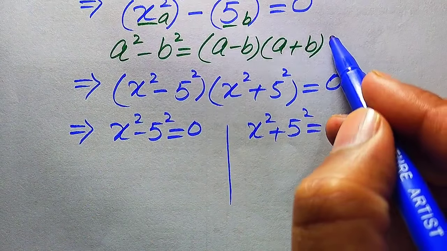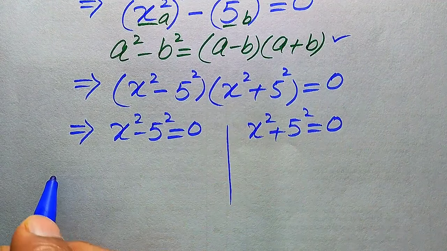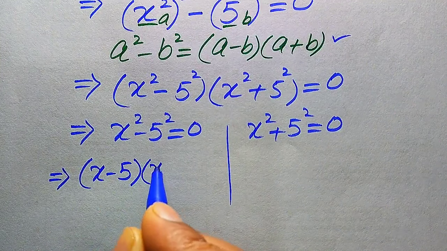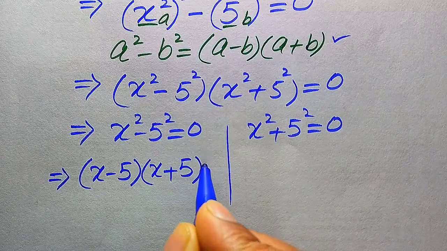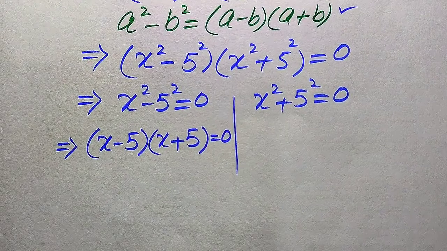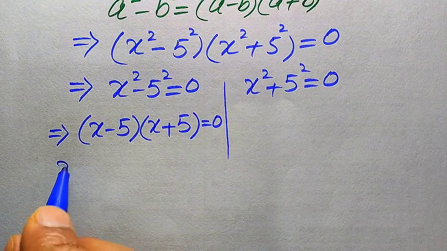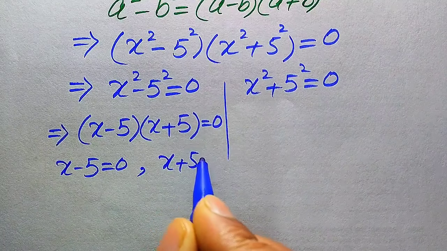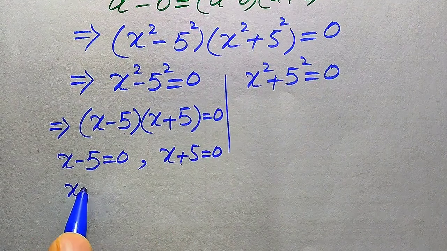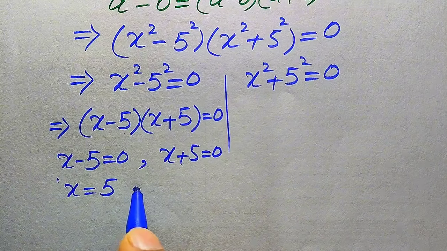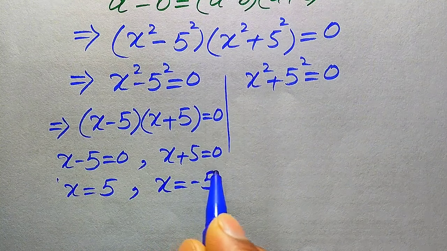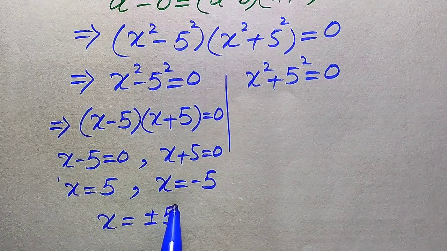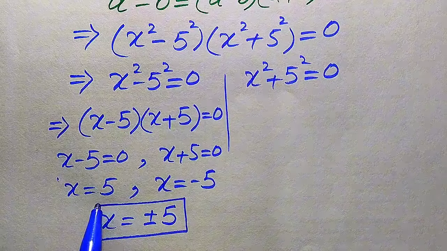So from here we again apply this nice algebraic formula. According to this, this equation is written as x minus 5 times x plus 5, and this whole equation is equal to 0. So here we again divide this equation into two cases. The first case is x minus 5 equals 0, and the second case is x plus 5 equals 0. So from here we easily get x equals 5, and from here we easily get x equals minus 5. So in this case we get the two values of x as plus minus 5. These are the two real roots of the given equation.